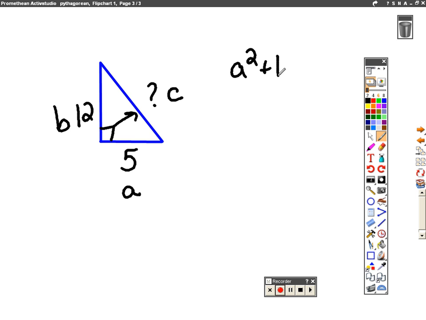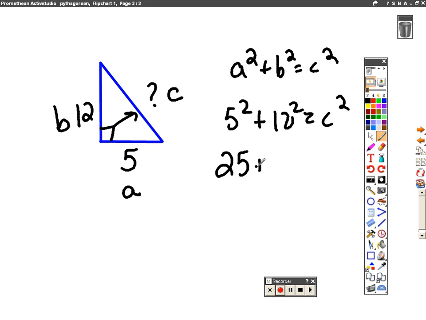So write out the formula: A squared plus B squared equals C squared. So 5 squared plus 12 squared equals C squared. 5 squared is 5 times 5, which is 25. 12 times 12 is 144. When I add these together, I get 169 equals C squared.